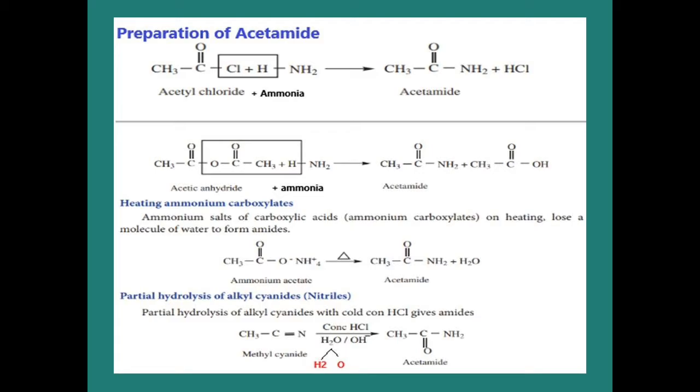Next one, partial hydrolysis of alkyl cyanide. Another name of cyanide is nitrile. Here the example is CH3CN, methyl cyanide, which undergoes reaction with concentrated HCl with water and OH minus. We now split the water, H2O. The H2 goes to N and O goes to the carbon, so that we get the acetamide.